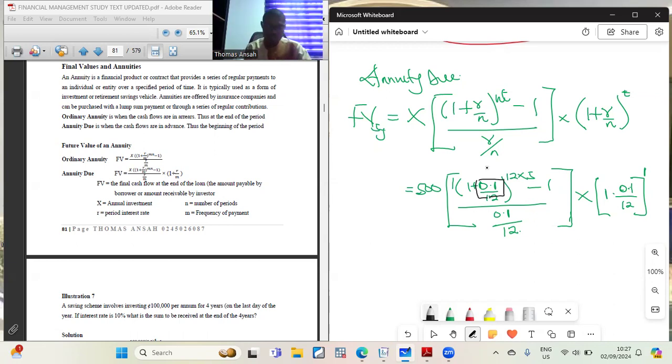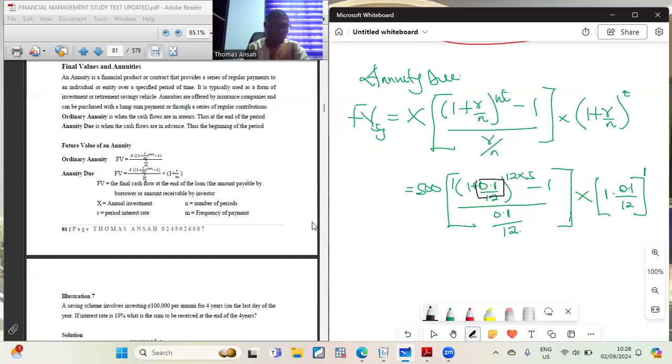Then you punch your answer, then minus 1. So you have done the top part of this equation. Then you divide everything by 0.1 over 12. So that is what I have done. Now, when I punch my answer, it is giving me 77.43.